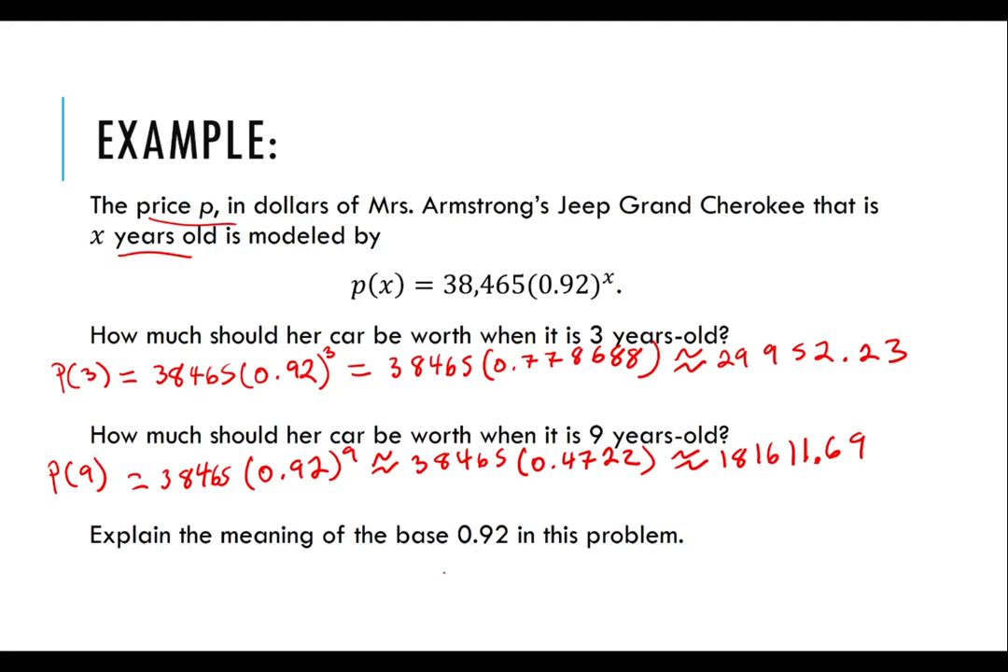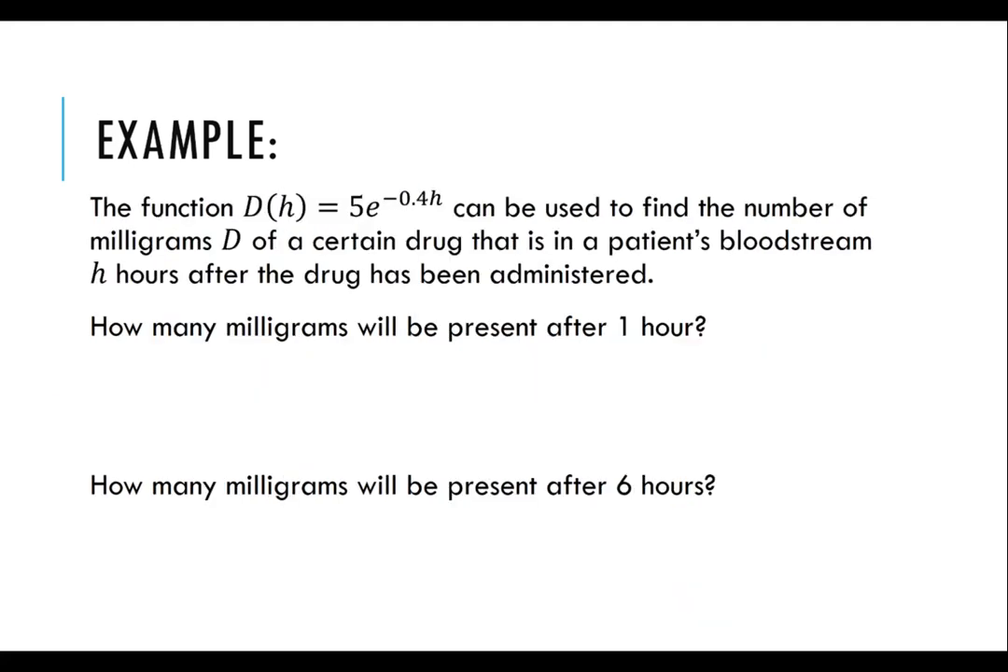And so let's go back to the meaning of 0.92, and remember that since 0.92 is less than 1, what we're actually saying is the car is decreasing in value as time moves on. That is, it's a depreciation. And so really this base 0.92 is some depreciation factor, or how quickly it will lose its value. So now let's look at another function.